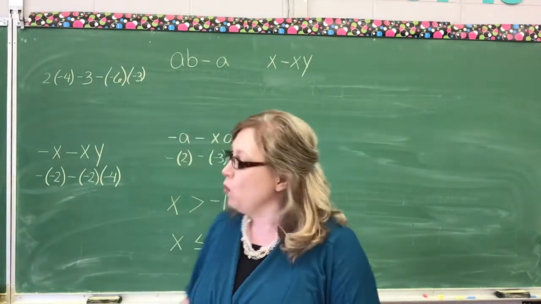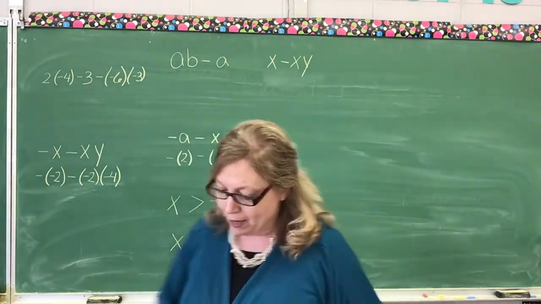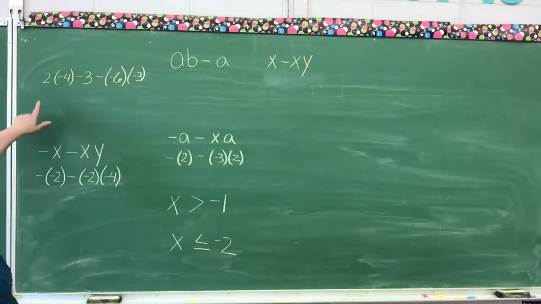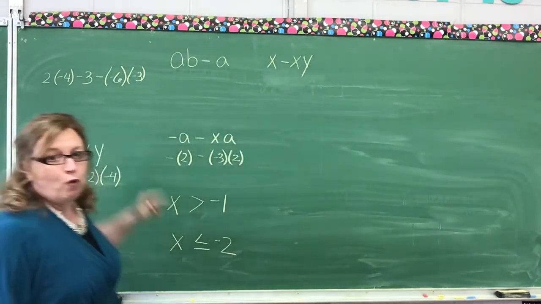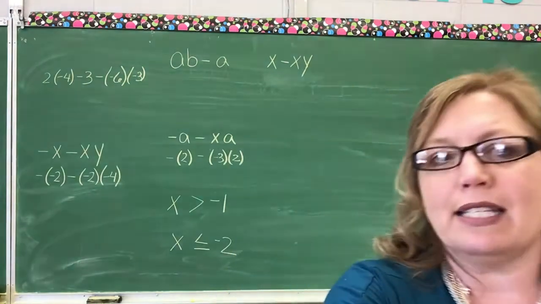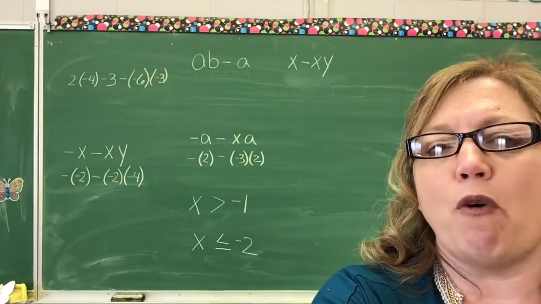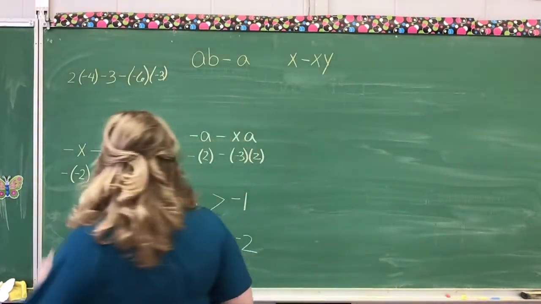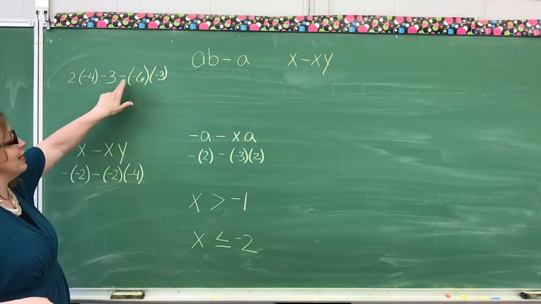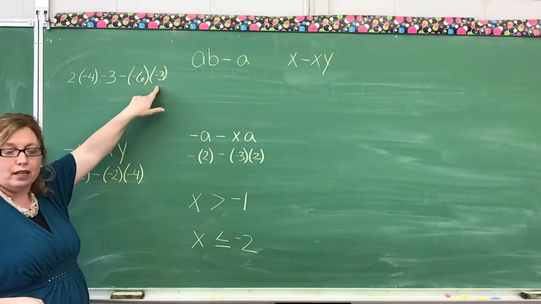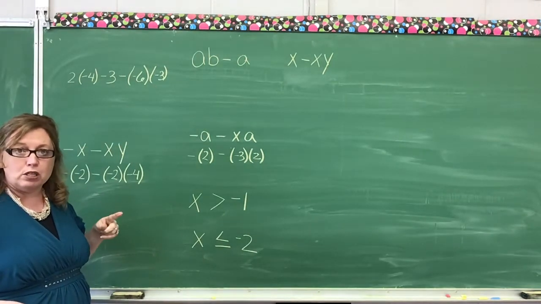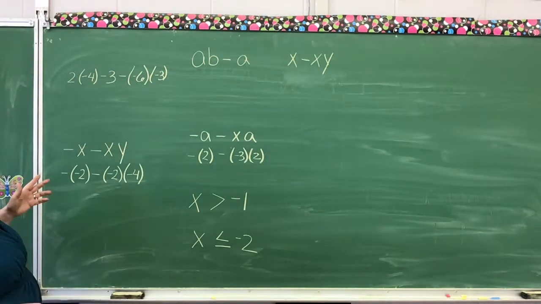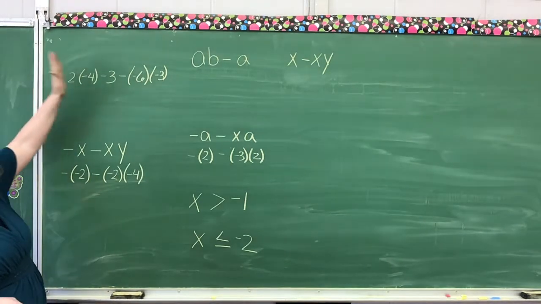So first, we're going to have this problem here at the top. I have 2 times negative 4 minus 3 minus negative 6 times 3. Now, the first thing I'm going to do is multiply. When I multiply, I start from the left to the right.